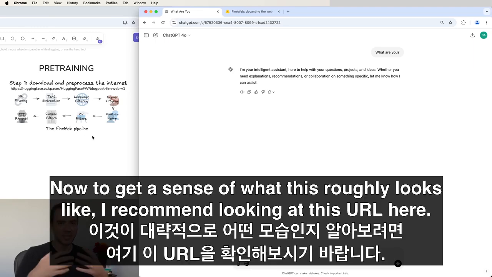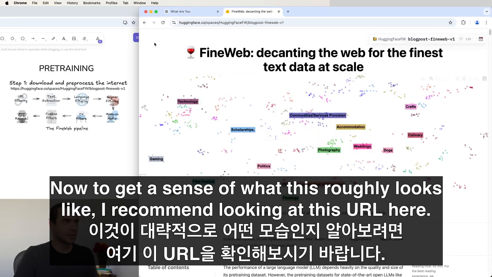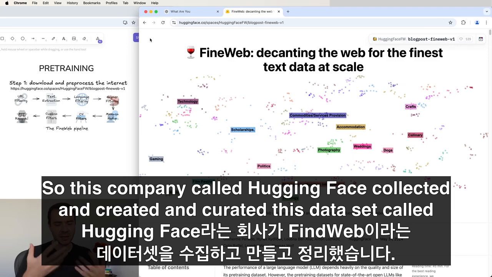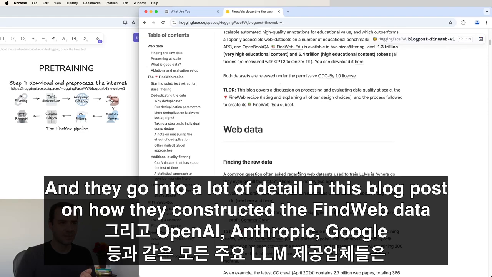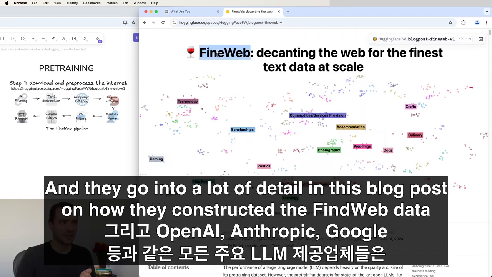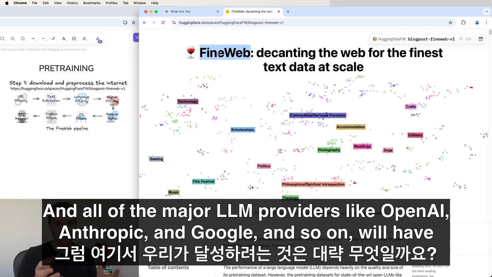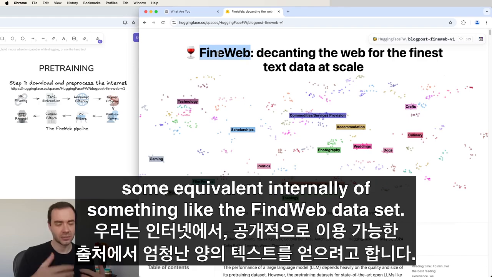Now, to get a sense of what this roughly looks like, I recommend looking at this URL here. This company called Hugging Face collected and created and curated this data set called FineWeb. And they go into a lot of detail in this blog post on how they constructed the FineWeb dataset. All of the major LLM providers like OpenAI, Anthropic, and Google, and so on, will have some equivalent internally of something like the FineWeb dataset.